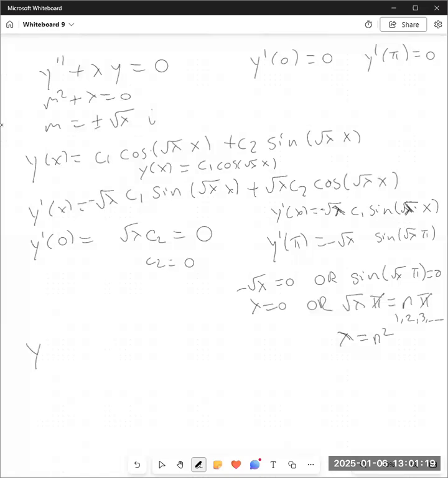So my complete solution, because 0 squared is also 0, I'll just stick in the n squared and start at 0, that my y(x) is going to be cosine of n x, with lambda equals n squared, n equals 0, 1, 2, 3, so on and so forth.